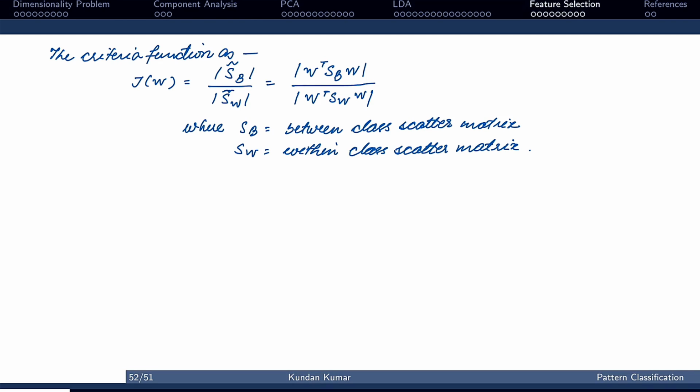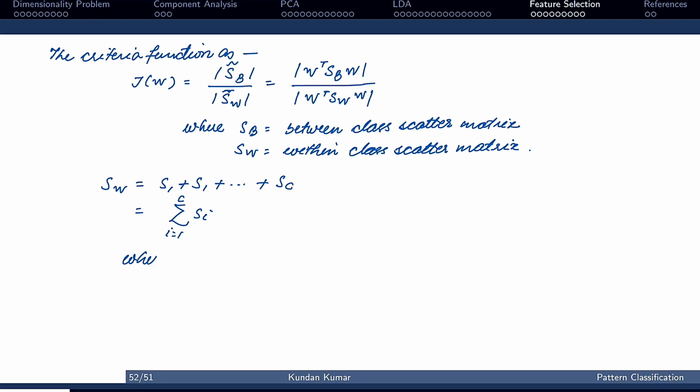So how do we compute these matrices for the C class problem? Here the calculation of SW is very obvious. The within class scatter SW is the sum of all the individual class scatter matrices. So we can write SW as the summation over i equal to 1 to C, where C is the number of classes, of the scatter matrices Si corresponding to the different classes.